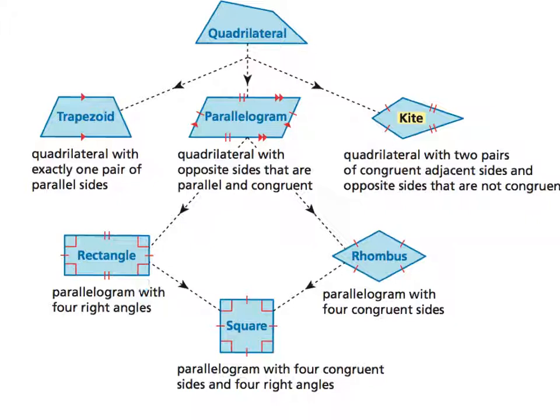Then a parallelogram can either be a rectangle or a rhombus. And then more specifically, a special type of rectangle and rhombus is a square.